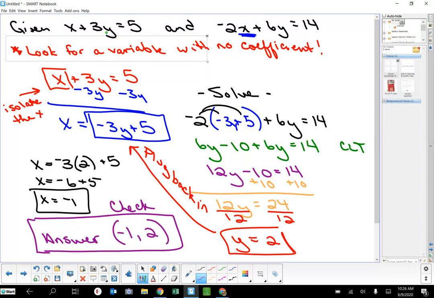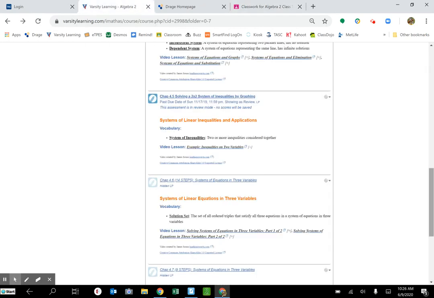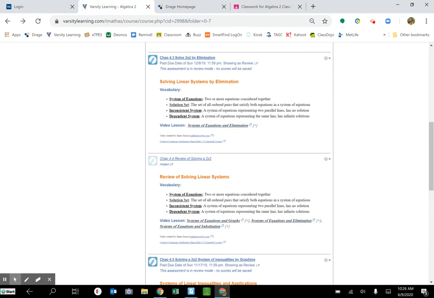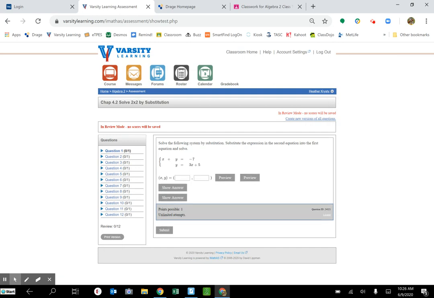Now I just want to make a statement. Those of you that don't have your sound on are probably going to miss a little bit. But in Varsity, for these problems, this is 4.2, from number 7 on, let me show you. The beginning of these is going to say solve by substitution, substitute the expression, and so on. So you're going to put the 3x plus 5 right here and solve, and you're going to get an ordered pair and go from there.